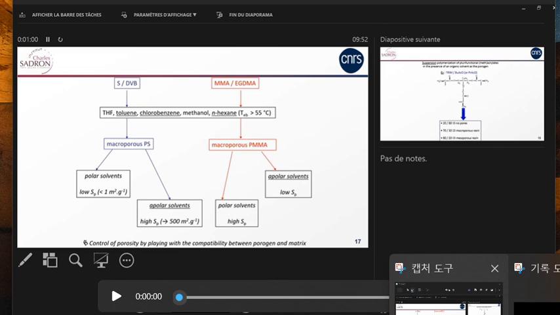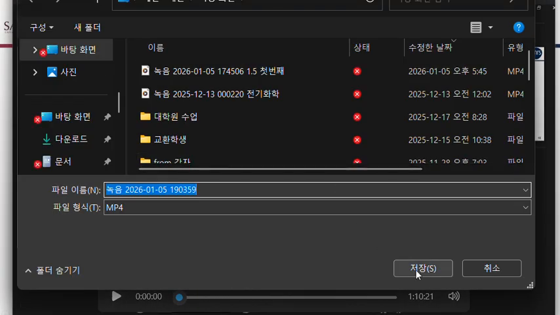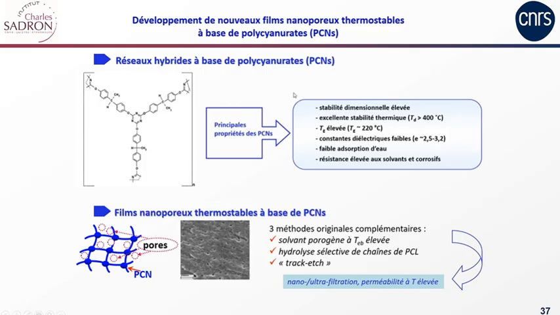Architecture, a star-like polymer with a thermosetting matrix, which can be polyamide, epoxyamine resin. So the application is in microelectronics, where we use insulating materials with a low dielectric constant. A typical example is the development of new thermostable films based on polysaccharides.